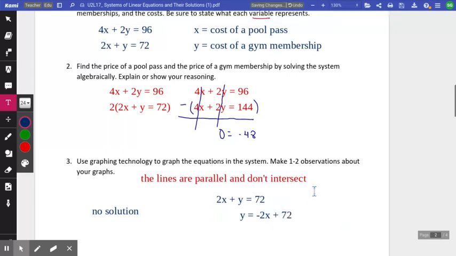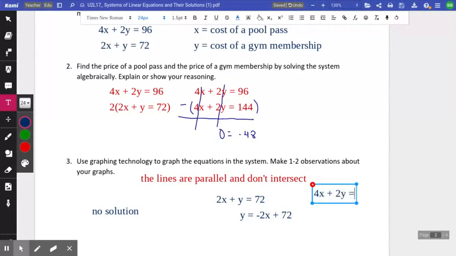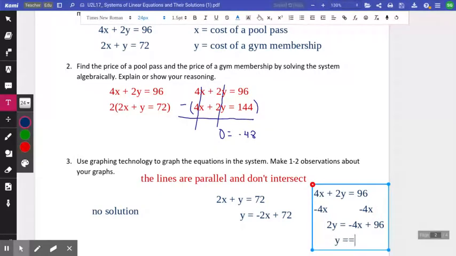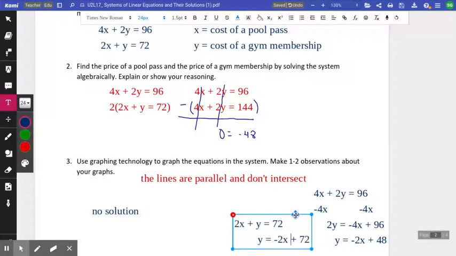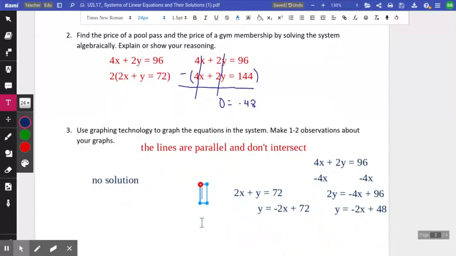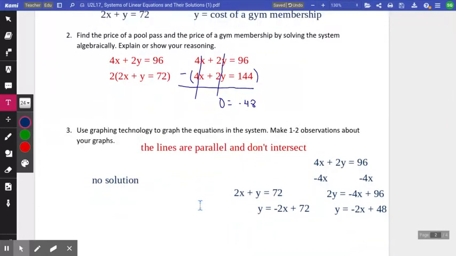If I take that first equation and want to change it into slope-intercept form and solve for y, we would start off by subtracting 4x on both sides. That leaves us with 2y equals negative 4x plus 96. And then our last step, we divide both sides by 2. When I divide both sides by 2, I get y equals negative 2x plus 48. Comparing these two equations now that they're both in slope-intercept form. Remember, you change things into slope-intercept form so that you can observe those two things.